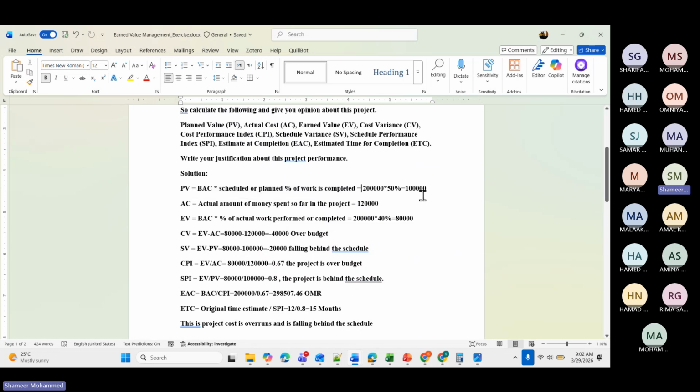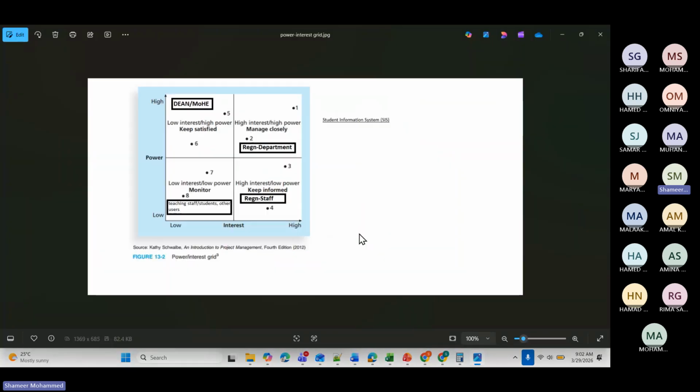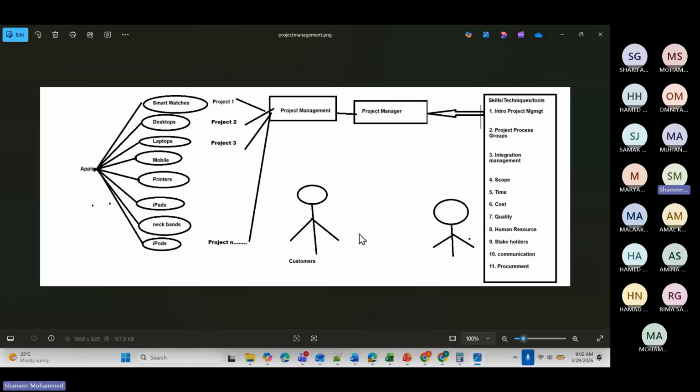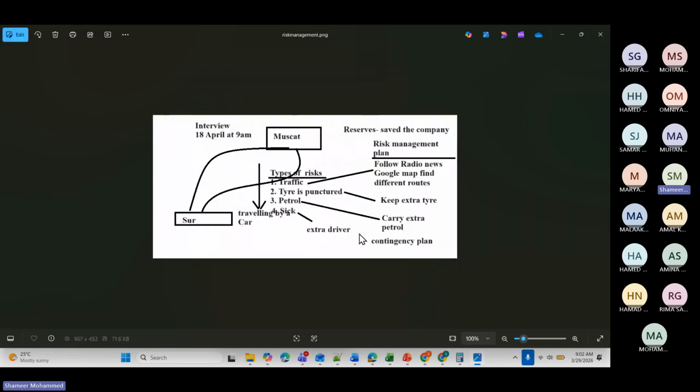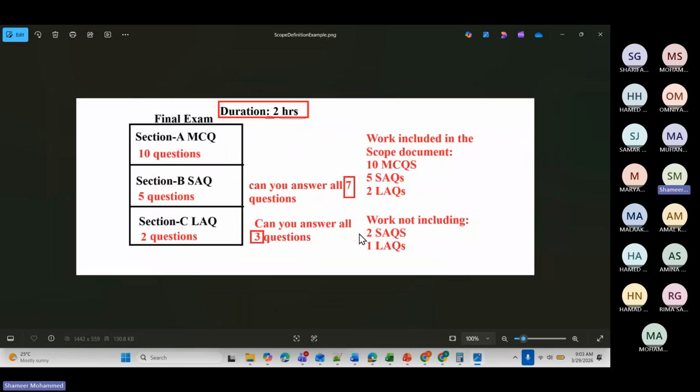I will give one more exercise now for you. Now, before that, I will tell you what exactly this earned value management is. Maybe you are confused about what we are doing.